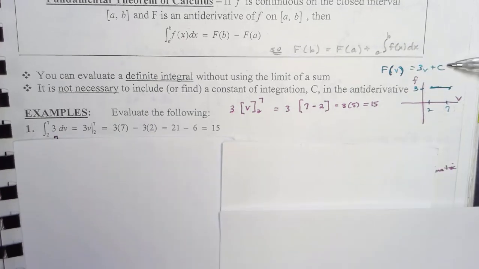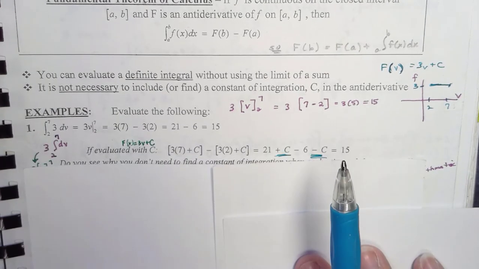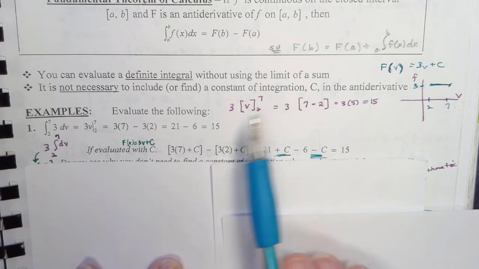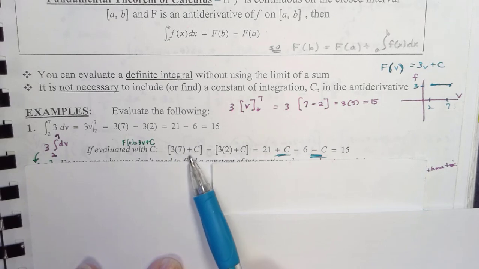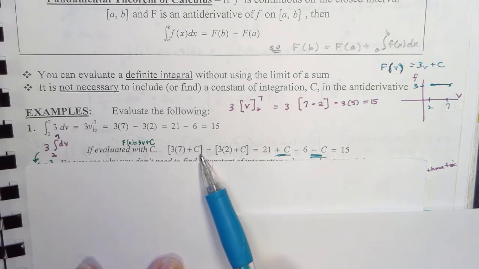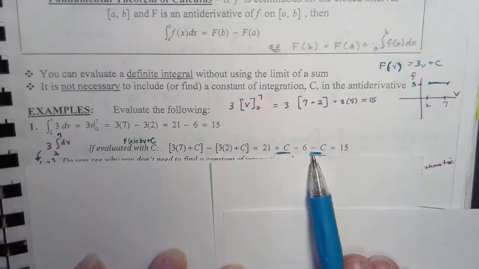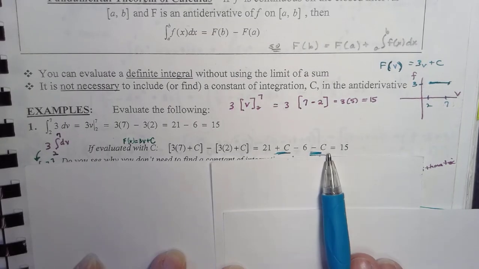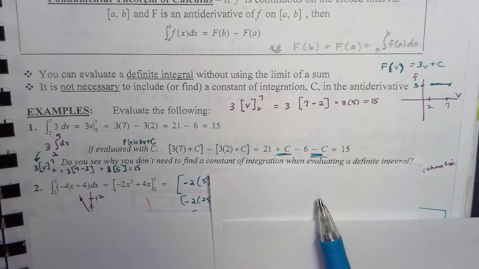So now we're going to see why we don't need to do the plus c when we are doing what is called a definite integral. If we had evaluated this with the plus c, what happens is I have 3 times 7 plus c minus 3 times 2 plus c. Distributing that negative takes this plus c and this minus c, and they drop out. So we don't need that plus c when we're evaluating a definite integral. All right, let's look at the next example.